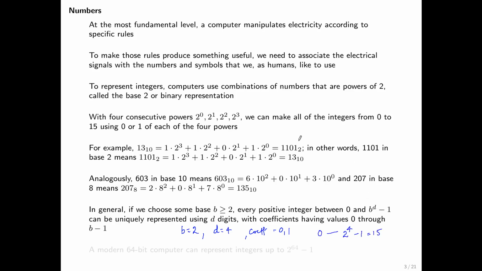And that is exactly what we said here, in that using these 4 powers of 2, we can represent all the numbers from 0 through 15 using 0 or 1 combinations of those powers. All right.